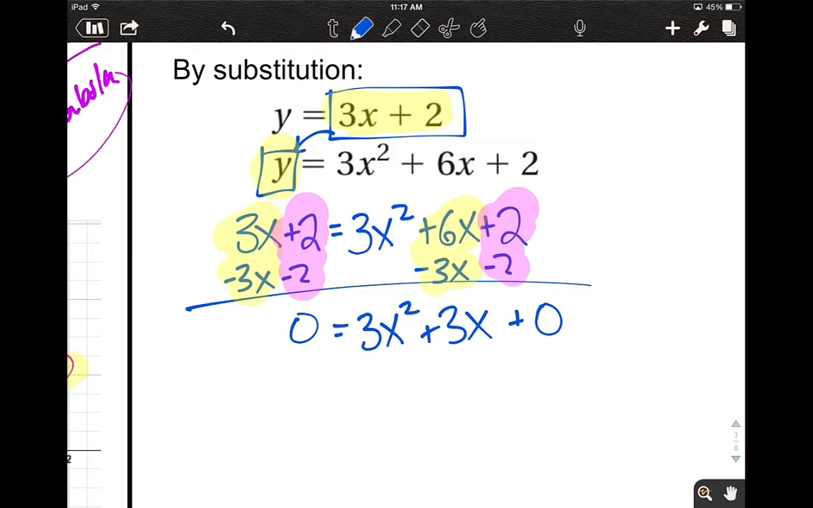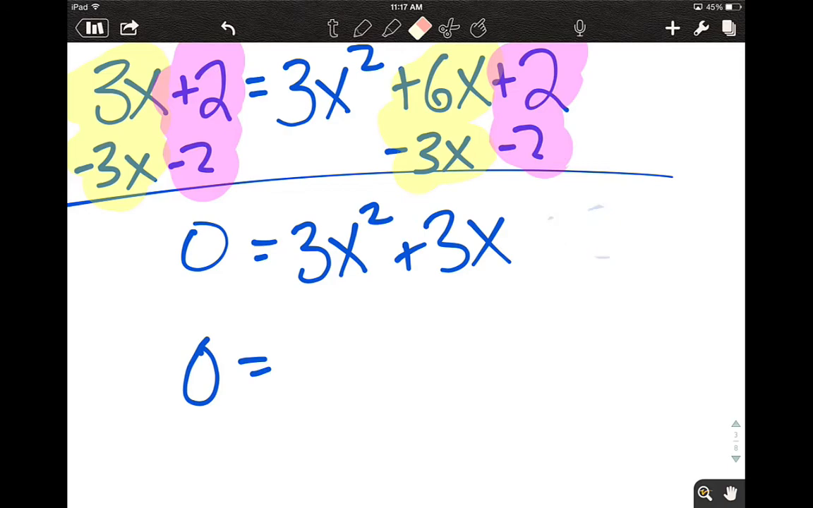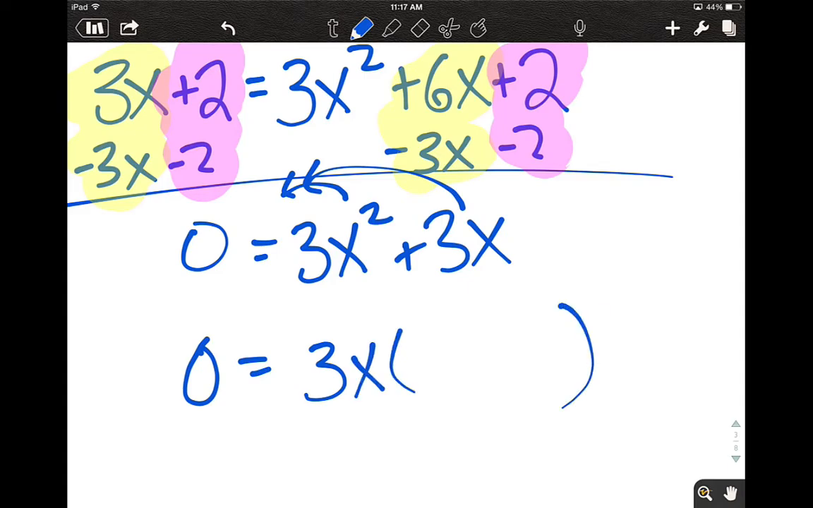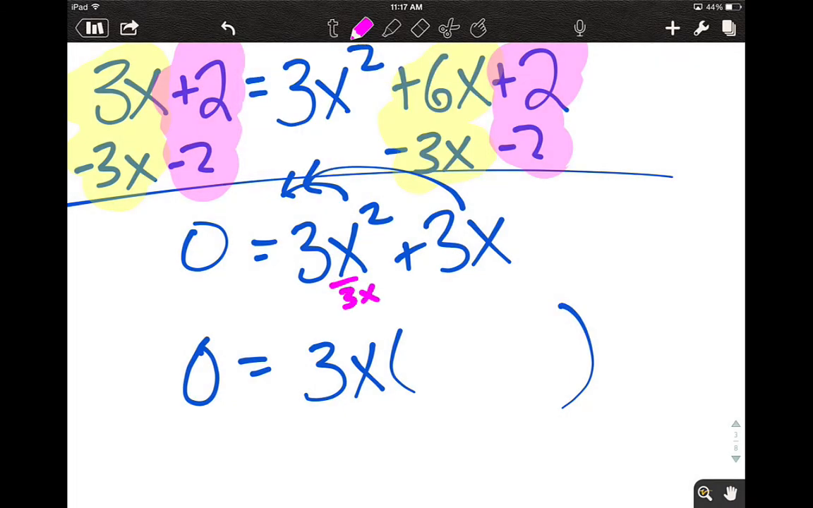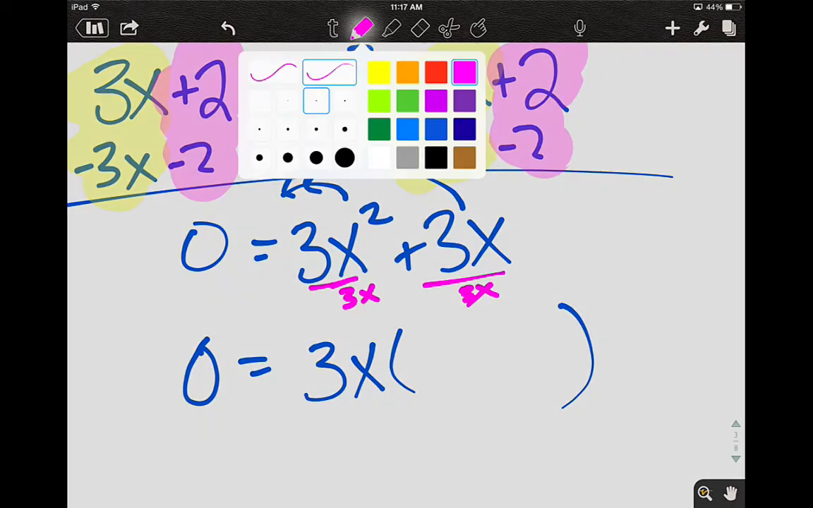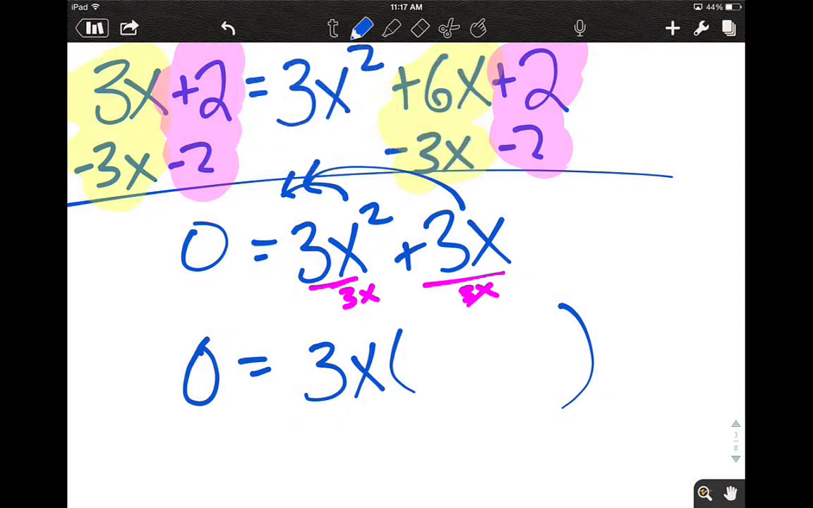I'm going to look, because I only have a binomial. So 0 equals, if this becomes 0, let's just erase it. What can I take out of both of those guys? What can I factor out as if you're doing the opposite of the distributive property? Well, they both have a 3, so I can take out a 3. And they both have an x, so I can take out an x. What's remaining? Basically each term, what you're going to do is divide it by 3x and see what's left. 3x squared divided by 3x, well, there's only one thing left, and that's just the x plus 1.